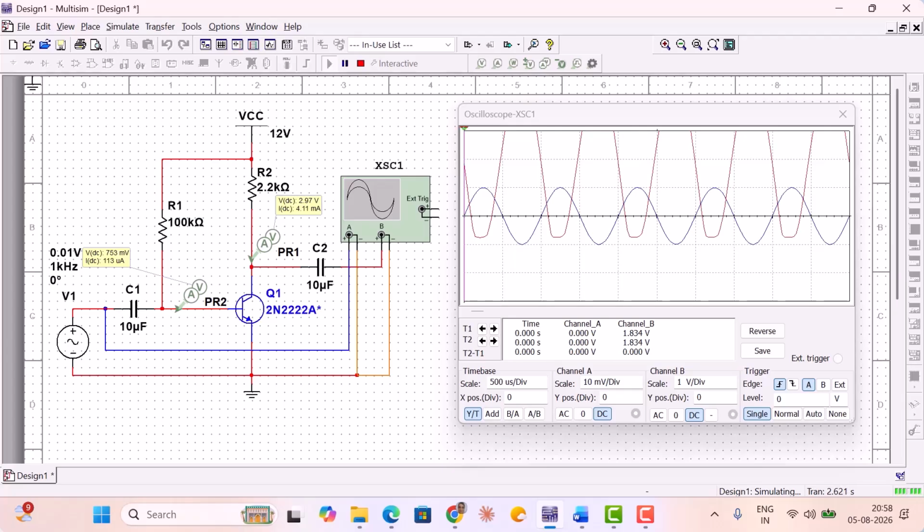The best way to learn is by experimenting. Experiment in your laboratory and experiment using simulator. Thank you.